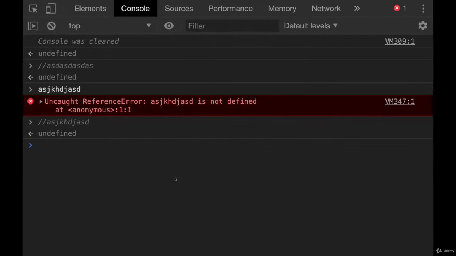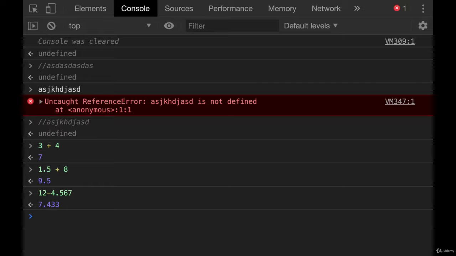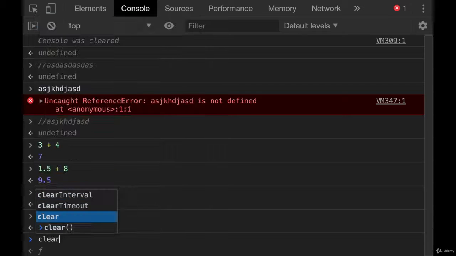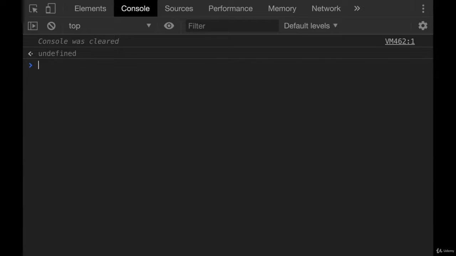So we can do basic addition and subtraction, right? 3 plus 4, shocker, gives us 7. We can do 1.5 plus 8. We get 9.5. We have subtraction, 12 minus 4.567. And we also have multiplication, 4 times 1.3. Let's do 1.2. 4.8. Cool. I'm going to clear again. Now we have division. Now there's a couple things I want to talk about with division. First of all, it works how you'd expect.